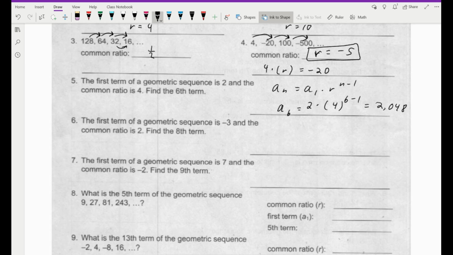Number 6. The first term of a geometric sequence is negative 3, and the common ratio is 2. Find the 8th term. Now, it's a good time, as we do each problem, to pause the video and try the next problem, and then play the video and see if you get the same answer. We'll use the same equation as always. A sub n equals a1 times r to the n minus 1. It says find the 8th term, which is a sub 8.